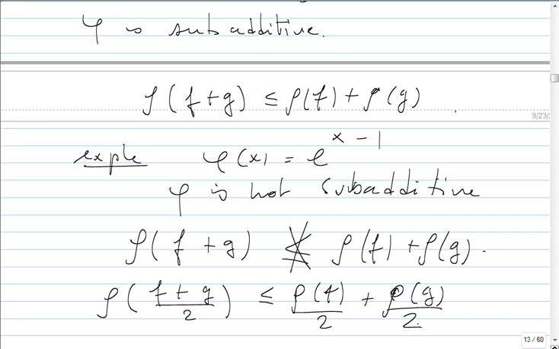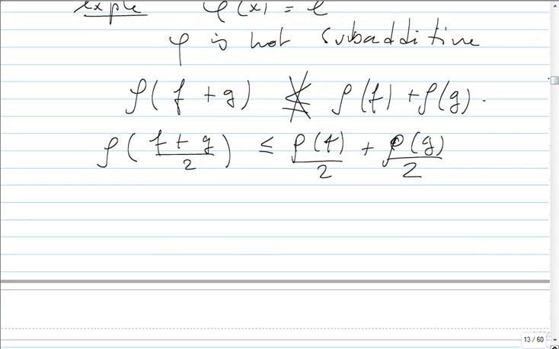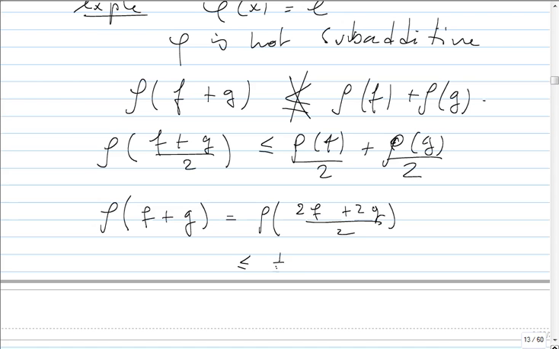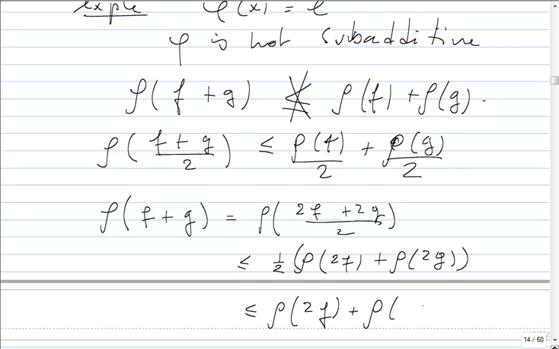So in particular, we have rho of f plus g equal to what? Look at now what we have. It's very interesting. It is rho of (2f plus 2g) over 2. This is less or equal to 1/2 of rho of 2f plus rho of 2g. And since 1/2 is less than 1, this would be less than rho of 2f plus rho of 2g.